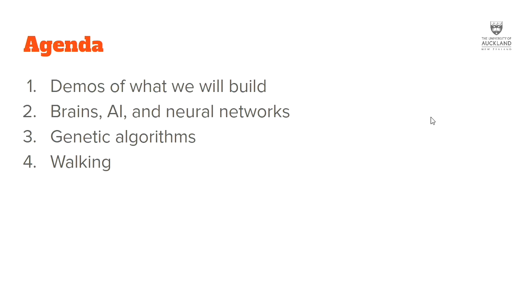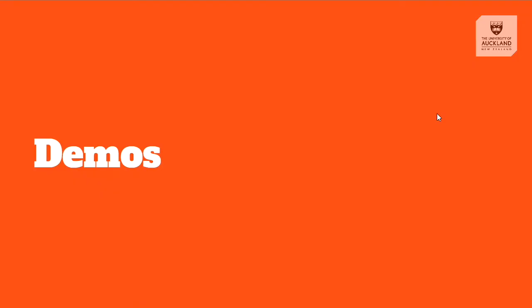Kind of a quick agenda for what we're going to be doing tonight. So this is the DEVS Game AI Workshop. First off, we're going to start with some demos of what we're going to build tonight, to get everyone a little bit excited. And then we're going to go into a little bit of theory about brains, AI, neural networks, all of that sort of stuff. And then we're going to talk about genetic algorithms, which is how you train your neural networks. And then we're going to look at a couple more examples at the end. So Ben is now going to start us off with a couple of demos.